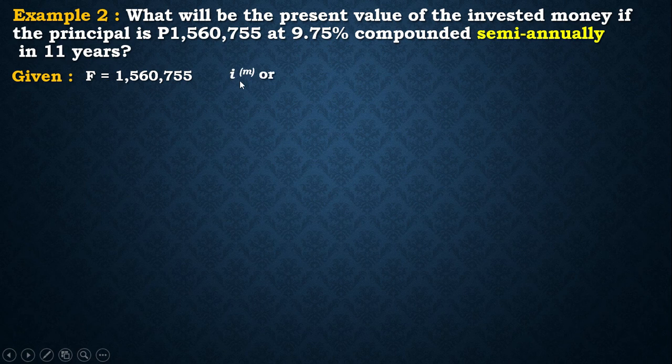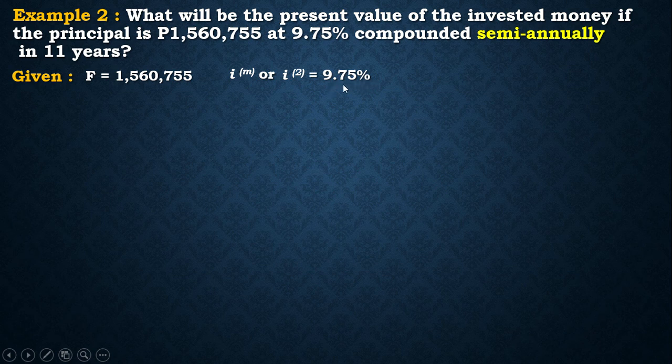Ngayon, ipa-find natin yung nominal rate or I raised to M. Or pwede natin i-convert to sa I raised to 2. Bakit 2? Kasi po ito yan, yung semi-annually. Kanina, na-discuss natin na kapag semi-annually, that is equal to 2. Ngayon, ang interest rate po niya ay 9.75%. Ito po siya. Ang interest rate po natin, o ang nominal rate, ay i-divide po lagi sa 100.